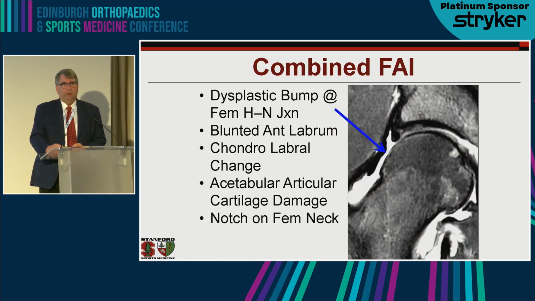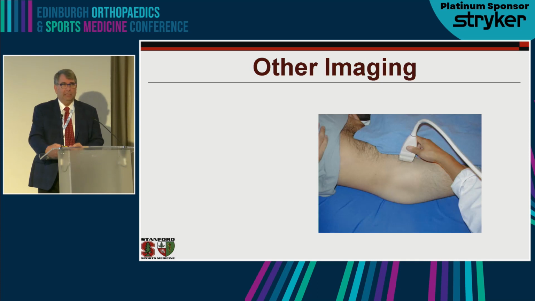So here's an MRI. You can see the femoral head is out of round. You can see that the labrum is a bit rounded. You see some change at the labral chondral junction. You see some articular cartilage damage. And you see some notching of the femoral head-neck junction. So with this MRI, you can assume that this patient has combined type of FAI, both CAM and pincer FAI, which we'll be talking about later.